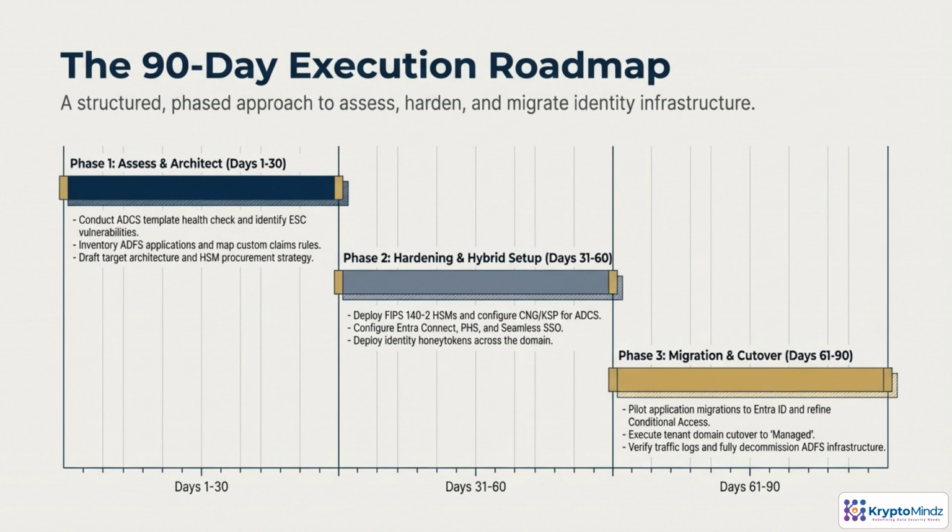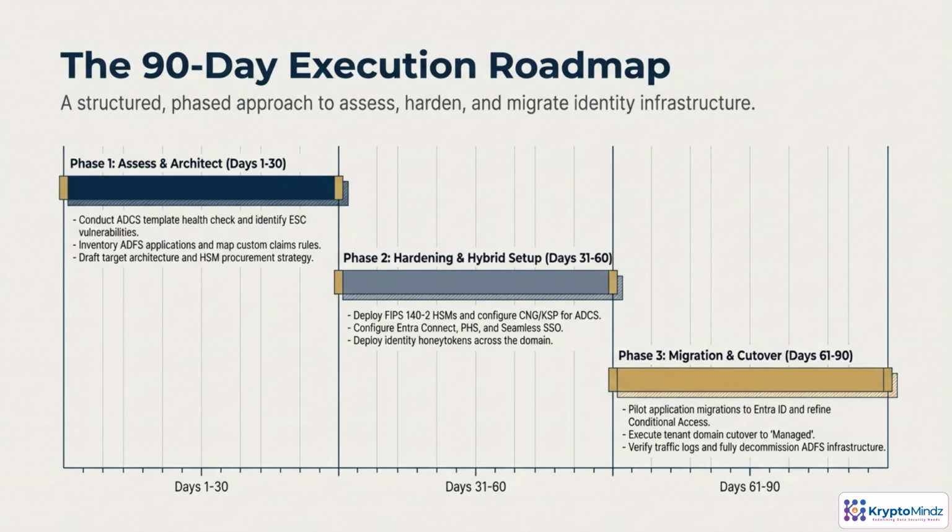All of this rolls up into a focused 90-day execution plan. In the first month, you're understanding and designing. Review ADCS templates for ESC risks, inventory every ADFS integrated app, map their claims, and define your target architecture, including HSM strategy. In the second month, you harden and prepare for hybrid. Deploy FIPS-compliant HSMs, lock down ADCS, configure Entra Connect and seamless SSO, and scatter honeypot identities to detect abuse early.